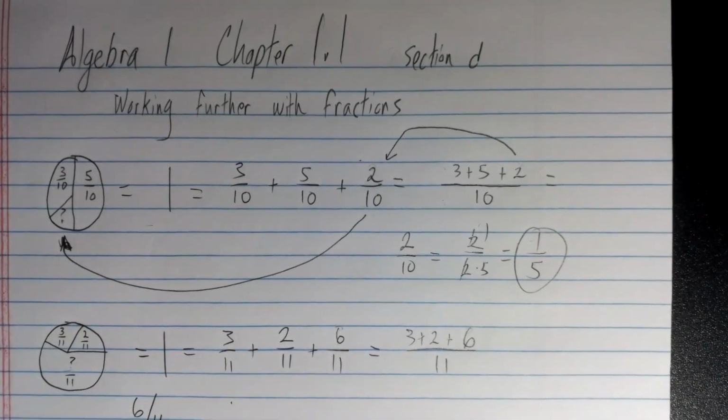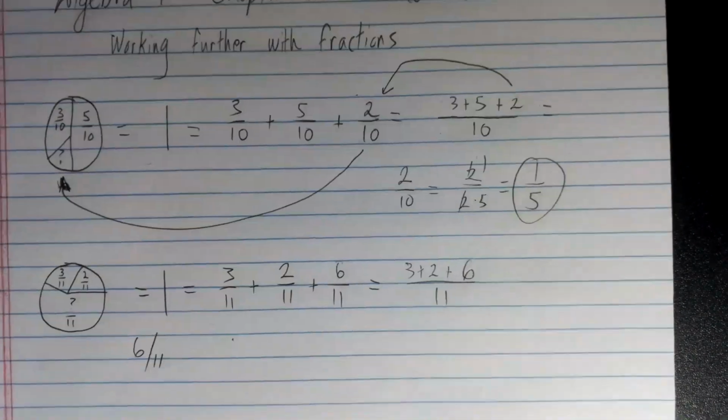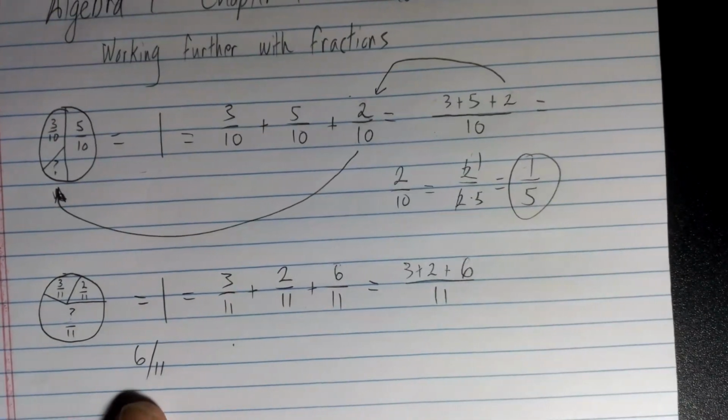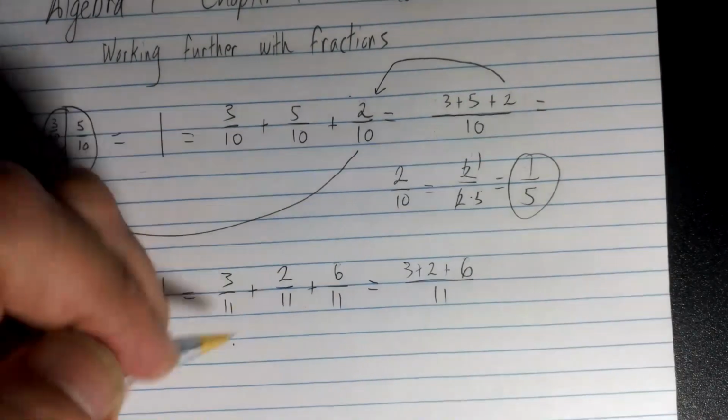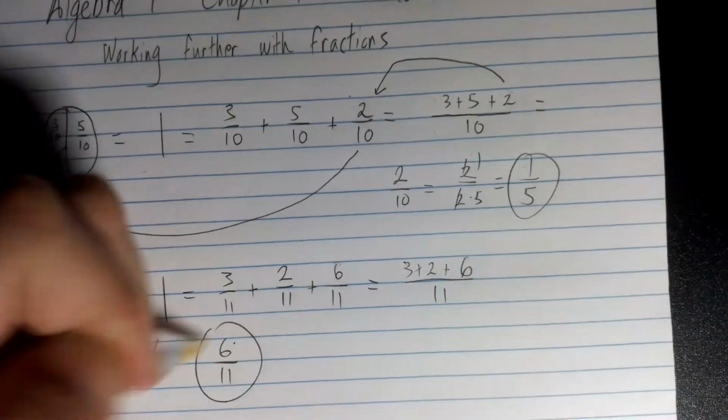And notice I write that slant like so. Ooh, if you can see it. Sometimes people will write fractions like so. I'll try to stay consistent and write 6/11.